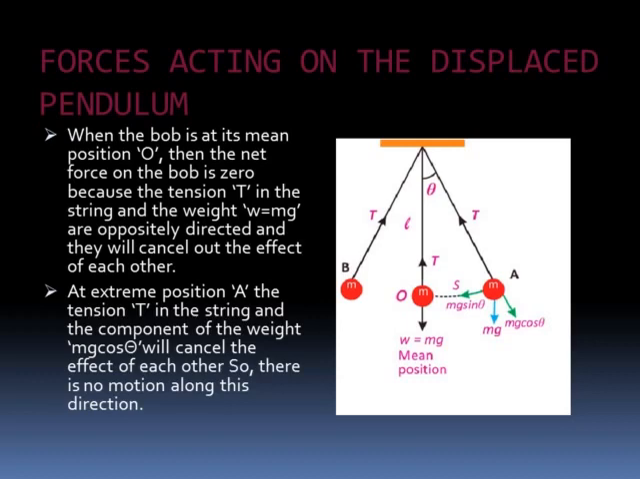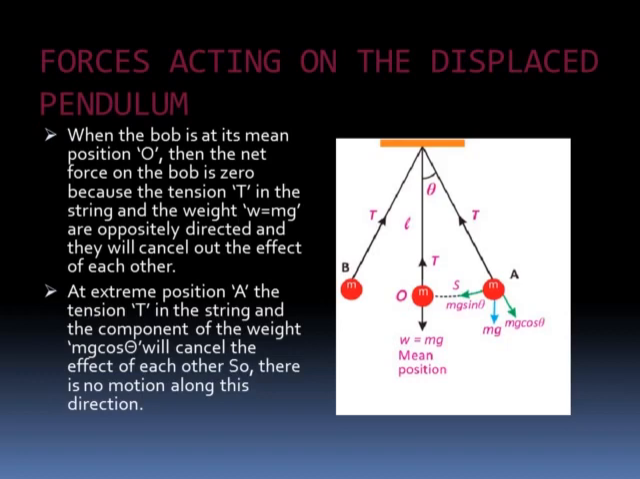The weight of the bob is acting vertically downward. Now you have studied about weight in class 8th. It is defined as the force with which Earth attracts every body towards its center. At extreme positions, we will resolve the weight into its rectangular components according to resolution of forces which you have studied in class 8th. The two components of weight are mg cos theta and mg sin theta.